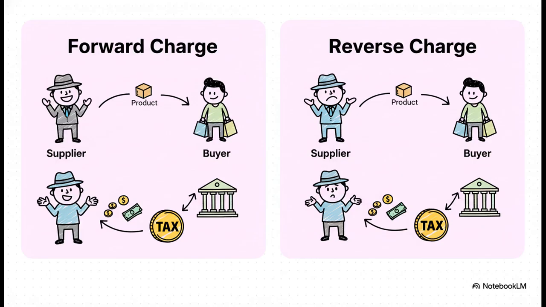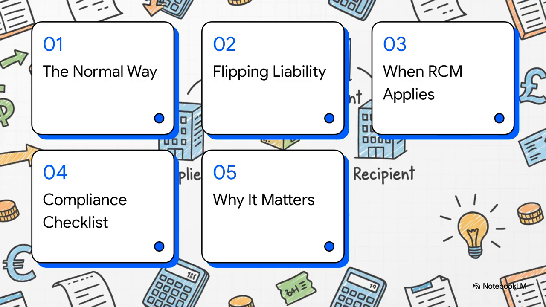Normally, when you buy something, the seller collects the tax from you and then pays it to the government. That's the standard system, called a forward charge. Simple enough, right? But with a reverse charge, well, the rules of the game totally change. The seller is out of the picture, and suddenly, you, the buyer, are the one responsible for paying that tax straight to the government. So here's how we're going to break it all down today.